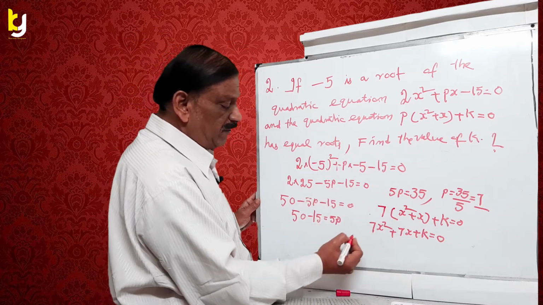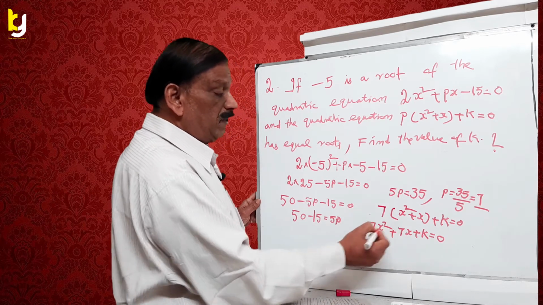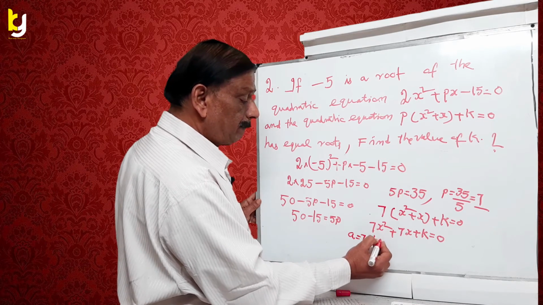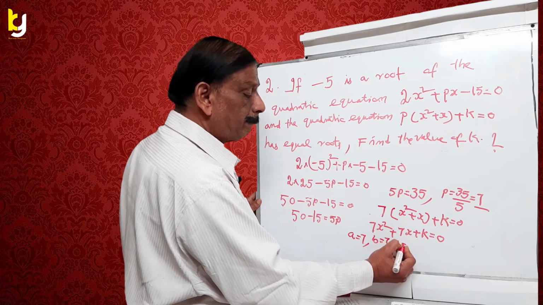That is a is equal to 7, b is also equal to 7. Then c is equal to k.